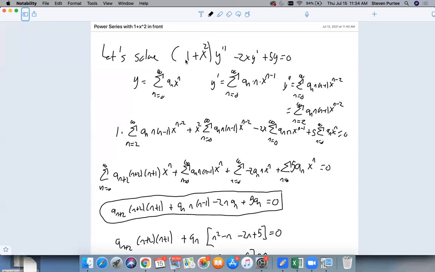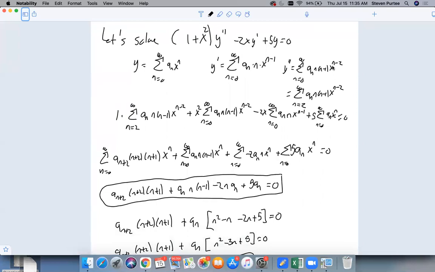The y double prime, I'm going to have to distribute here. So I'm going to get an x squared times y double prime. That's going to fix this n minus 2. That's going to bring this up to x to the n. The x squared will. So I'm going to have a piece of this that I don't have to mess with, but then I'm also going to have this 1 times y double prime that I will need to mess with. So I'm going to write this guy out 2 different ways. And I'm going to use both of them.